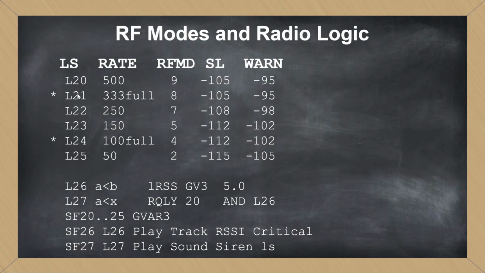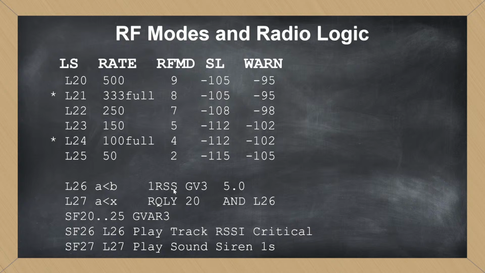The next one, and I put a star next to these because these are full rate. So L21, I use 333 full. That RF mode is number 8. It has a sensitivity level of negative 105, and my warning level is negative 95. Okay, so we'll do that all the way down through these logical switches.